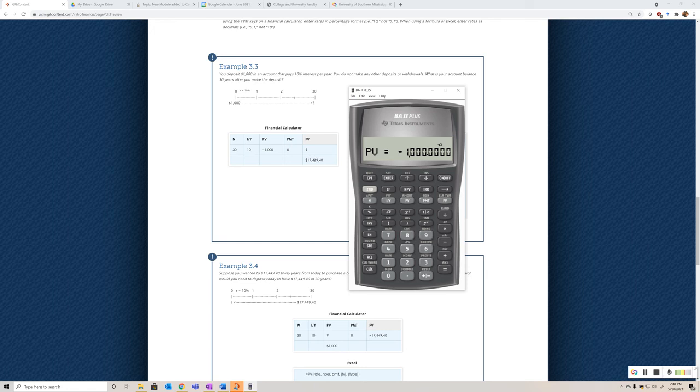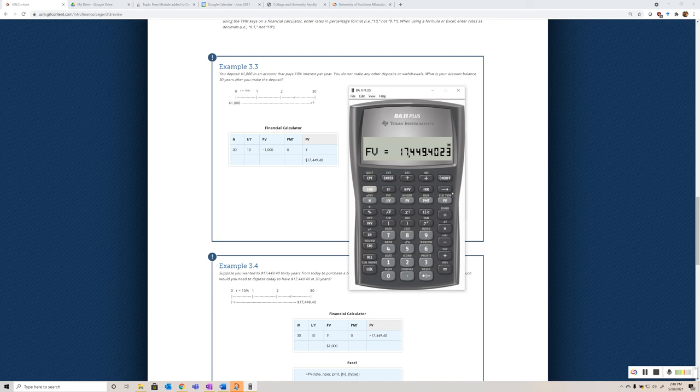Payment is 0. Payment would be a recurring payment that happened over and over again, and we don't have that in this problem, so I'm going to type 0, PMT, stored in the payment key. And then future value is what I want to find. So I'm going to hit Compute on the top left, CPT, and then press the FV key for the calculator to find the future value.